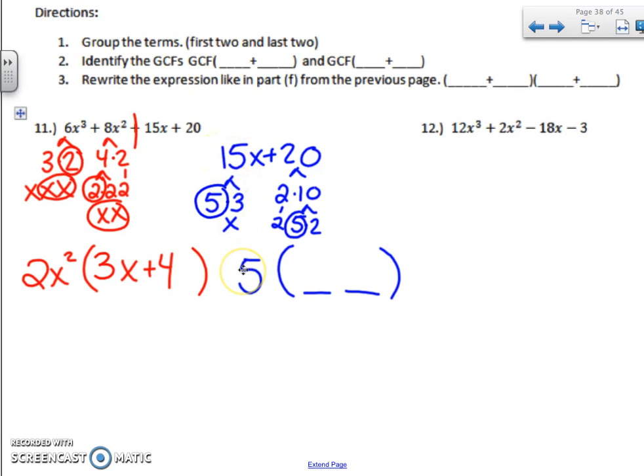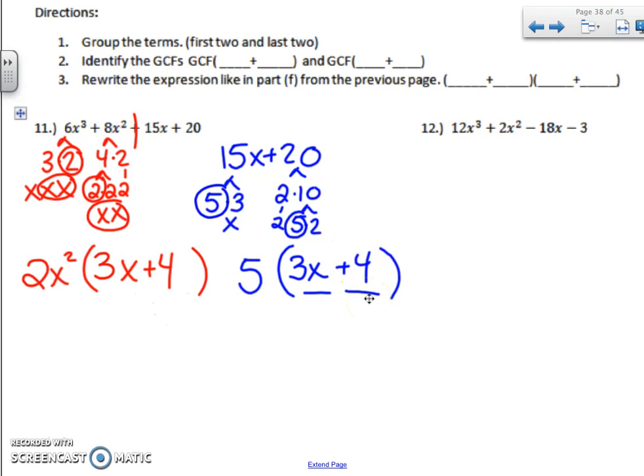So now I hop in here and find my other two terms, and you do that by dividing. So 15 divided by 5 is 3, and then you drop down that x, and then 20 divided by 5 is 4. Okay, so one good thing that happened is I noticed that my parentheses are the same. Okay, if that does not happen, you messed up somewhere. These will always be the same.